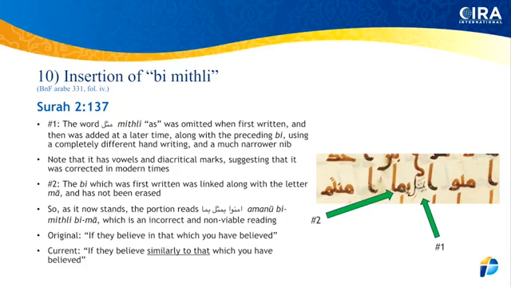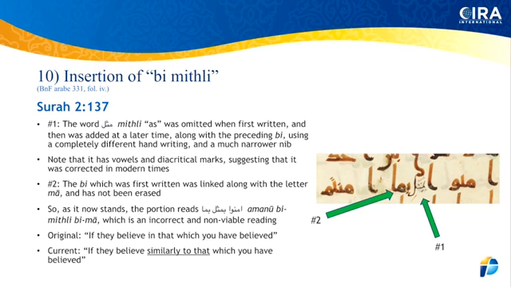And this is correction number 10. Number 10 in the book, in the sequence that's in the book as well. This is, again, from the Petropolitanus. This is the manuscript that is in the Bibliothèque Nationale in Paris, there in France. This is the book that François Déroche has been responsible for. And we're looking at specifically Surah 2, Ayah 137, Chapter 2, Verse 137.